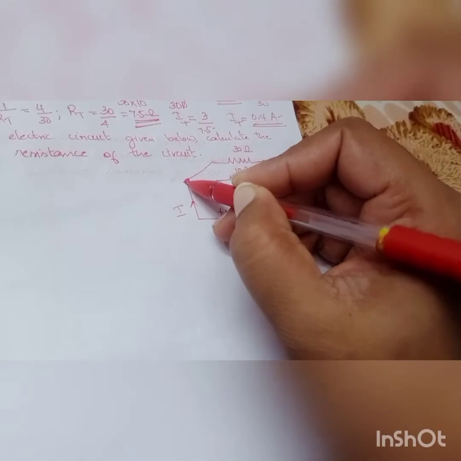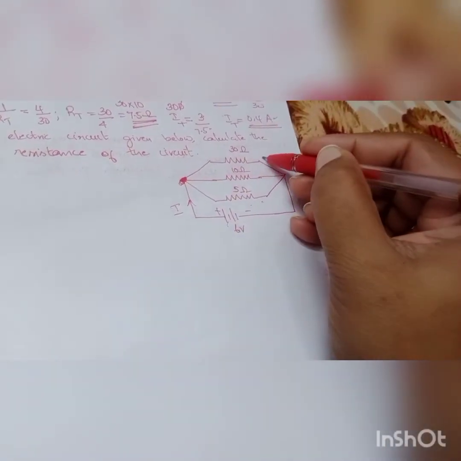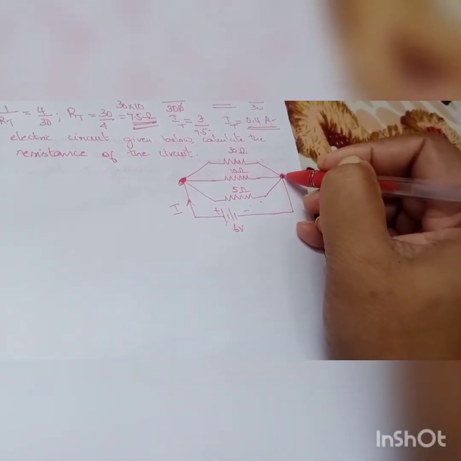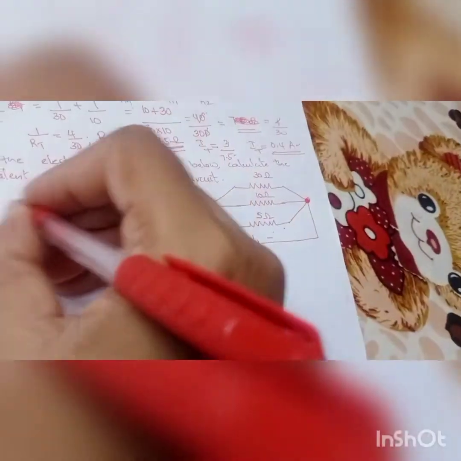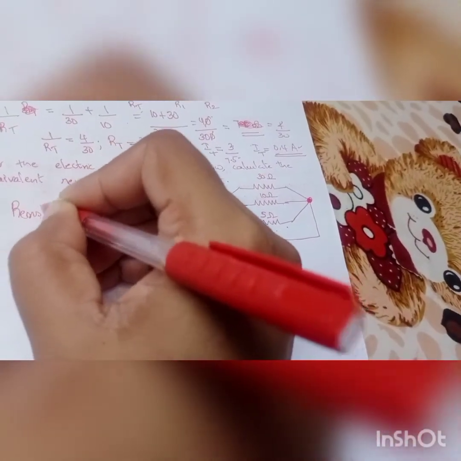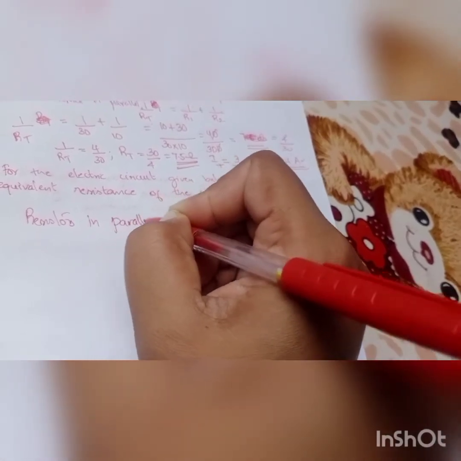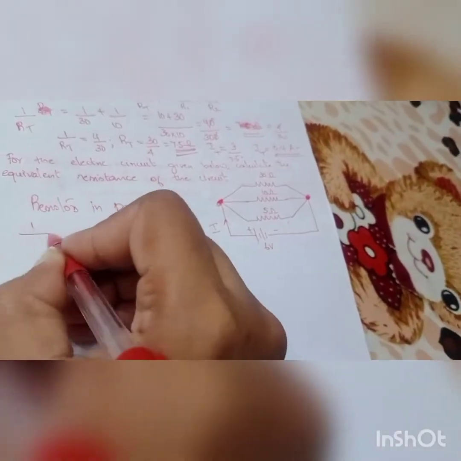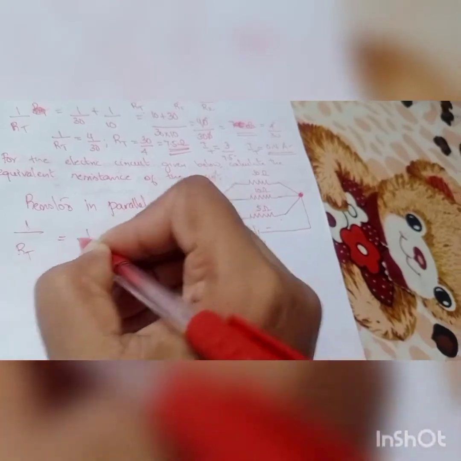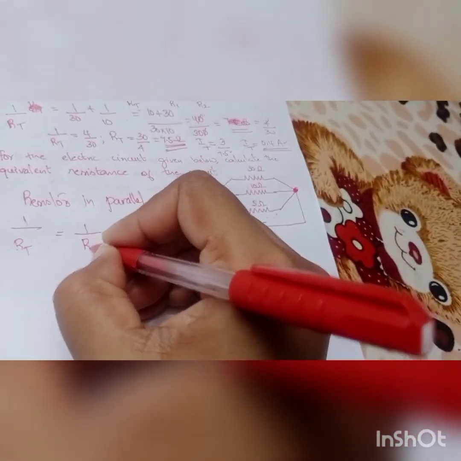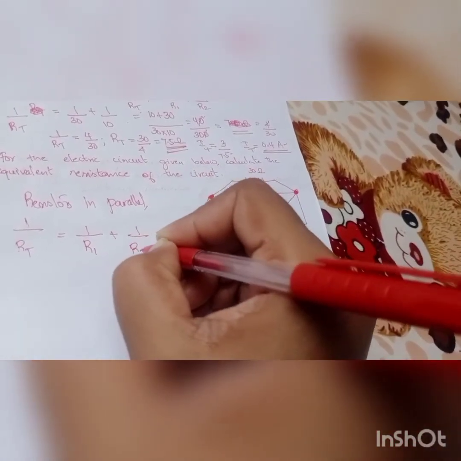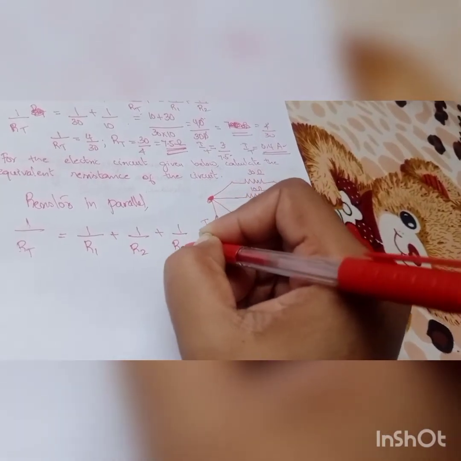So how are these 3 resistors connected? All the starting points are connected to one particular point, and all the ending points of the resistors are connected to one particular point. So they are connected in parallel. Resistors in parallel. So what is the equation to find out the value? 1 by RT, total resistance, is equal to, here we have 3 resistances, so 1 by R1 plus 1 by R2 plus 1 by R3.